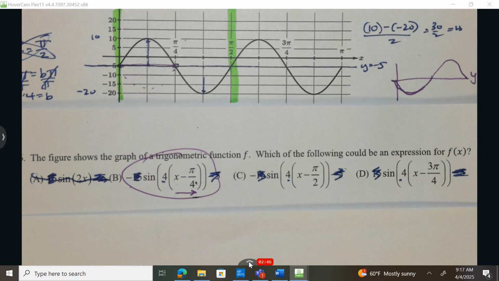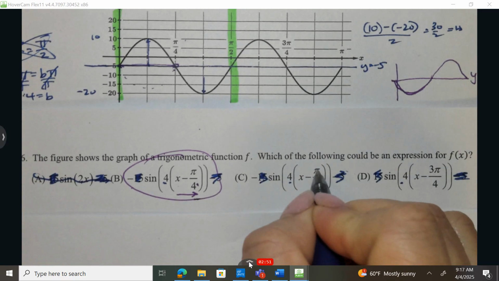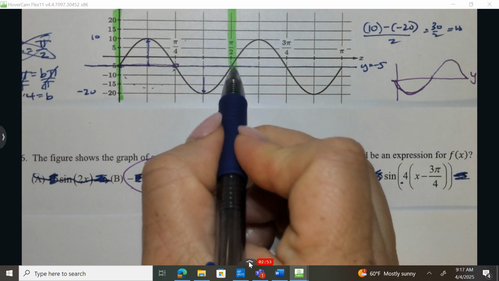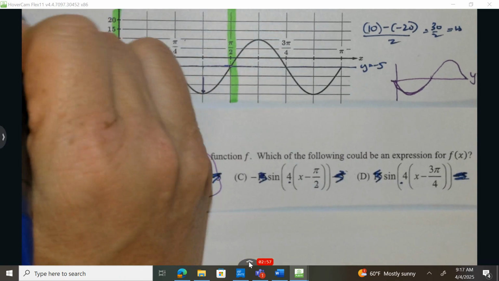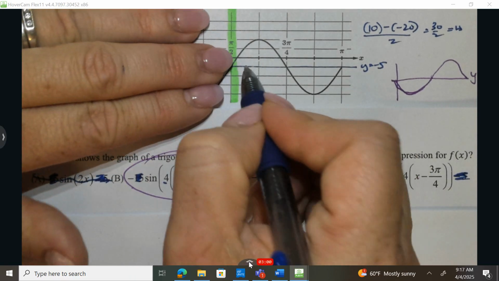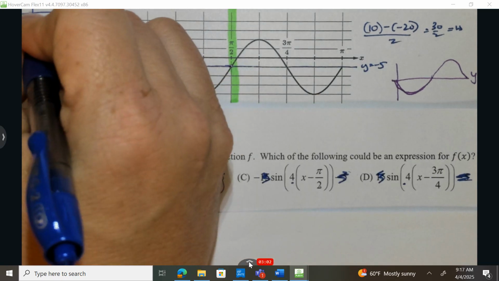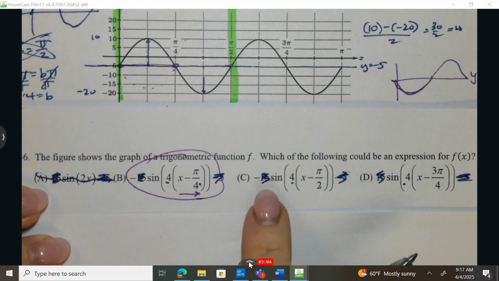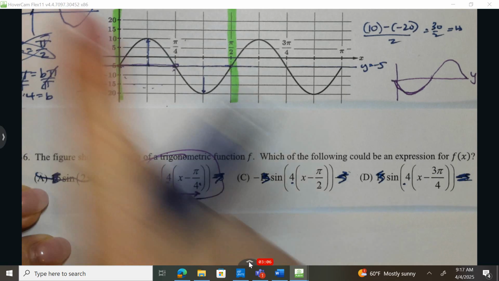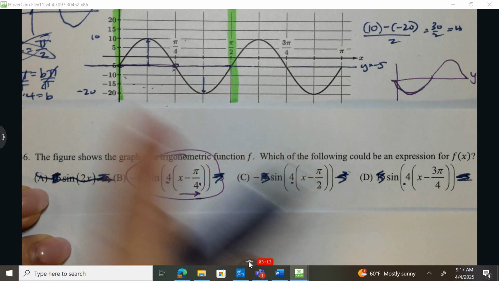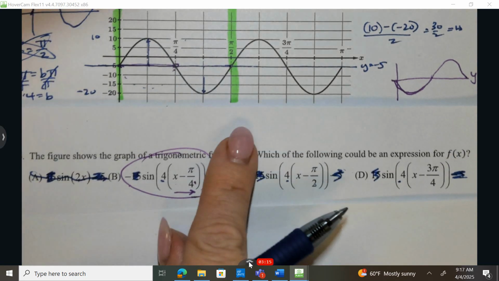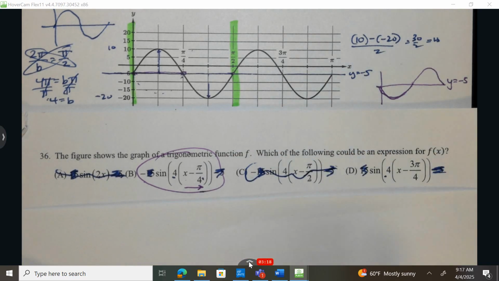I'm going to show you how C and D don't work, just to ensure that you're understanding. So let's find pi over 2. Pi over 2 happens to be right here. If I take this and pull this over, I'm going to eliminate this. Notice how it starts, it'd be hill and then valley, which means I would have to have a positive because it's not being reflected across the midline. So there should not be a negative here because it goes up first instead of going down first. That's why C doesn't work.